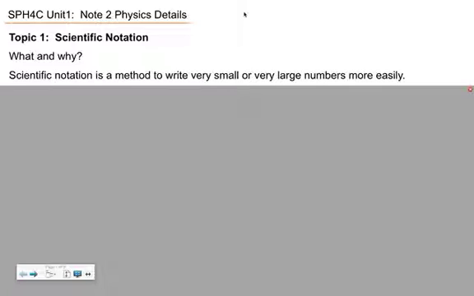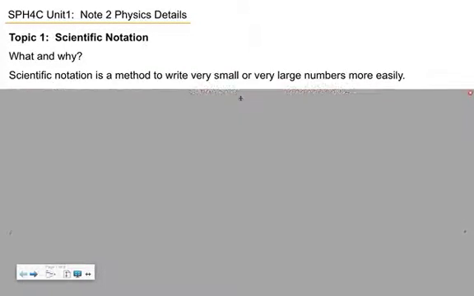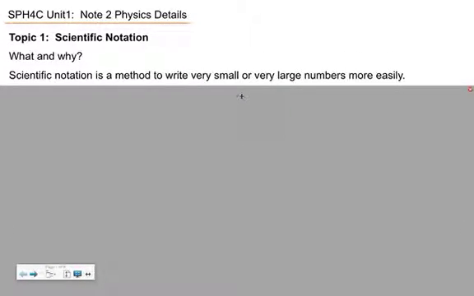And the first one is scientific notation. I'm guessing at some point in your education you've seen this before, but in case you haven't, we're going to see it here. So, what and why? Scientific notation is a method to write very small or large numbers easily, and we do use it sometimes in this class.